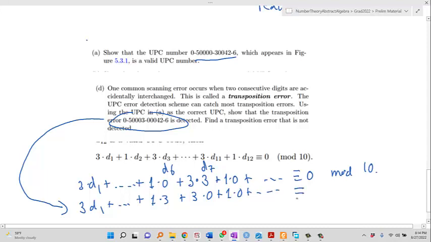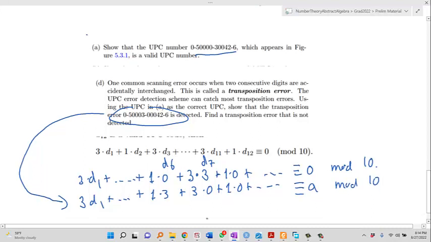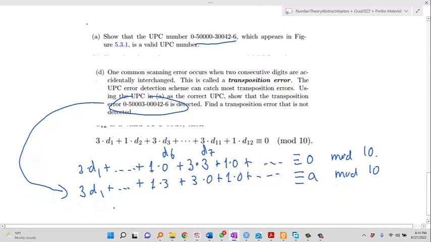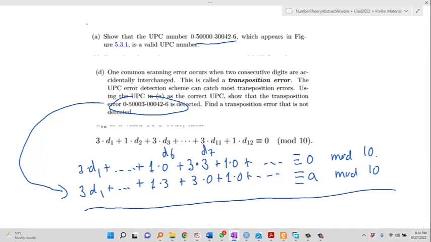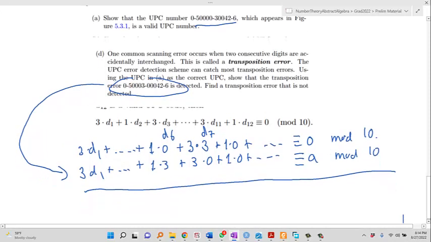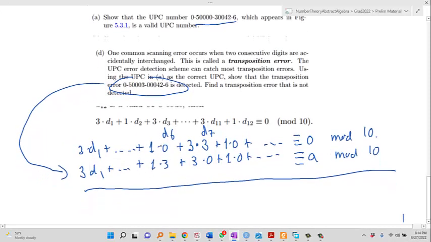Now I don't know what this is congruent to. Let me just say it's congruent to A mod 10. Okay? Now suppose I subtract these two. I can do arithmetic in mod 10 just like I do in any other case. If I subtract these two, this one becomes a minus 3, and this becomes a plus 0. All these others are the same, so these are all zeros. So that's equivalent to A mod 10.